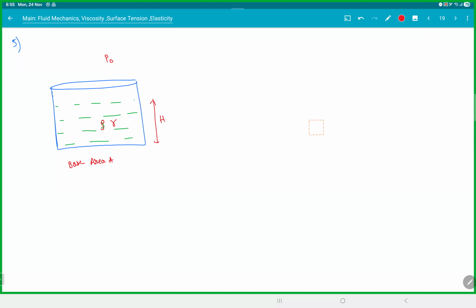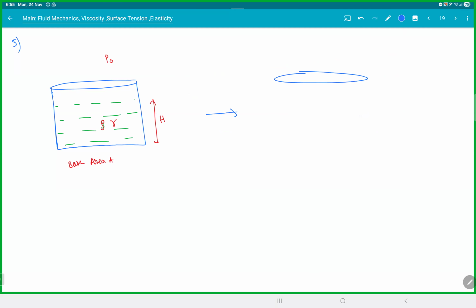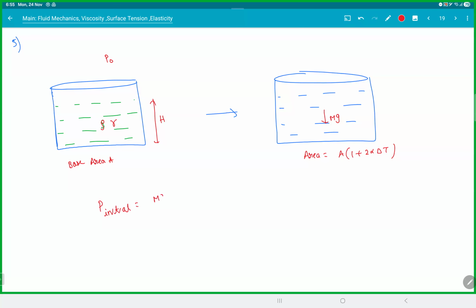Most people try to do it in terms of H and all. That becomes confusing. Don't do that. If you see it in terms of mass, your life will be easy because m will not change with temperature. How the height changes, we will see in thermal expansion. So area becomes A into (1 plus 2 alpha delta T). So initial pressure is mg by area, P final is mg by area into (1 plus 2 alpha delta T).